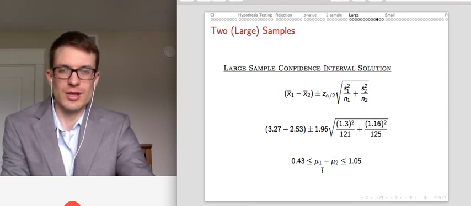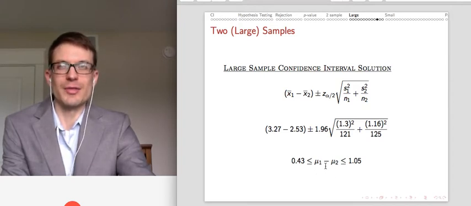Now notice here, this does not contain 0. So we can reject the null hypothesis that the difference is 0 at the 5% level. This is a two-sided test. All confidence intervals are just mimicking a two-tailed test rather than a one-tailed test.